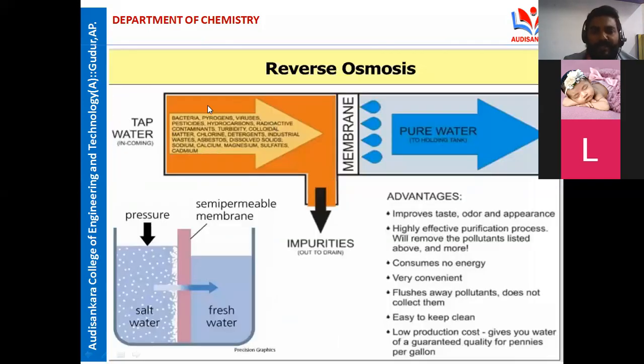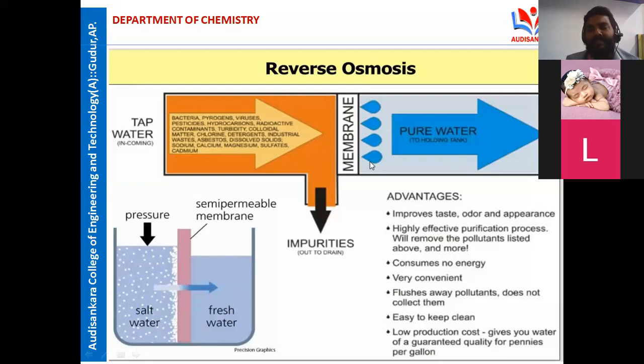This is very simple. Bacteria, pyrogens, virus, pesticides, hydrocarbons, radioactive contaminants, turbidity, colloidal matter, chlorides, detergents, industrial wastes, asbestos, dissolved solids, sodium, calcium, magnesium, sulfides, cadmium: these are all blocked at the membrane. We are applying hydrostatic pressure in this direction, and the membrane does not allow these impurities. They are very dangerous impurities. Radioactive impurities are very dangerous, detergent material is dangerous, virus and bacteria are dangerous, and high quantities of sodium, calcium and manganese are dangerous. But here the impurities are completely not allowed through the membrane. We will get pure water by using reverse osmosis.